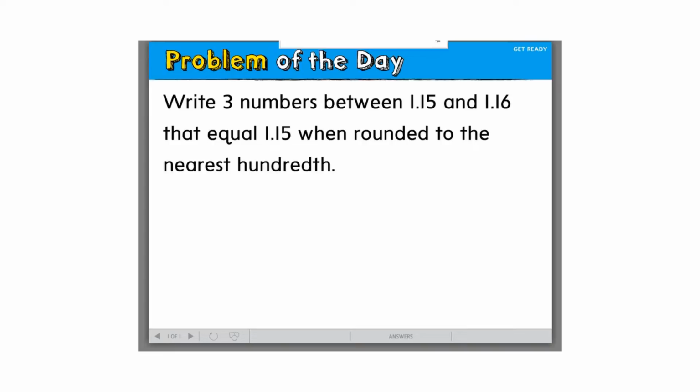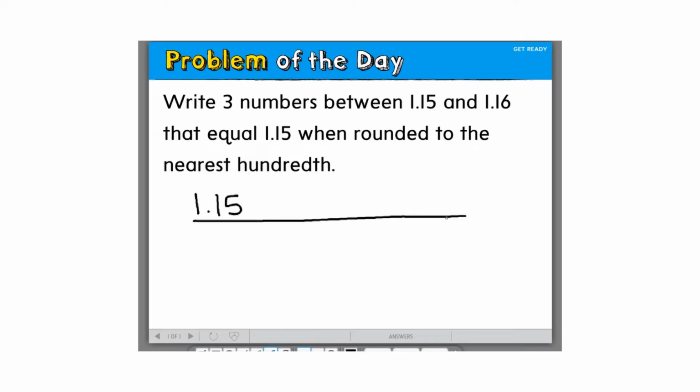You're going to write 3 numbers that are between 1 and 1500ths and 1 and 1600ths that equal 1 and 1500 when you round it to the nearest hundredth. Did you guys remember the question that was like this in your homework last night? It said to write 2 numbers that would round to, I think it was 1 and 8/10 or something like that. So it's kind of the same idea. You're going to have 3 numbers, and they have to be between 1 and 1500ths, like let's say this was the number line, and 1 and 1600ths.